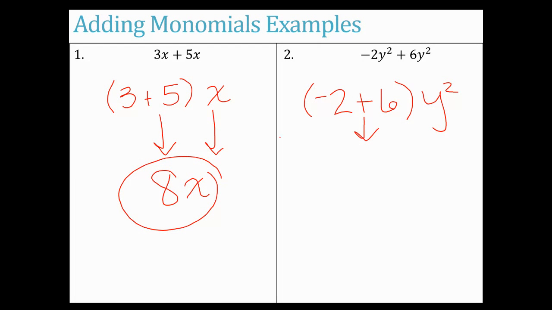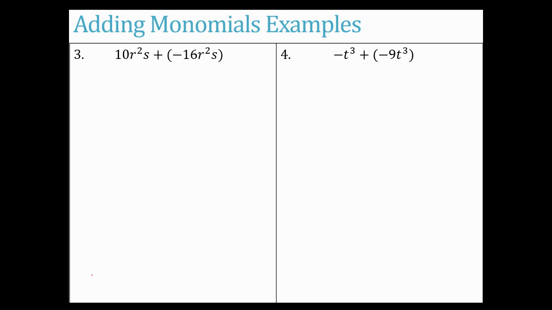So different signs you subtract. So 6 minus 2 is 4. And you keep the sign of the larger number. The larger number here is 6, so it's positive. So this is +4. And I'm going to bring down that y squared. And that's the answer here. So just add the coefficients, leave the variable and the exponent alone. Let's take a look at 2 more examples.